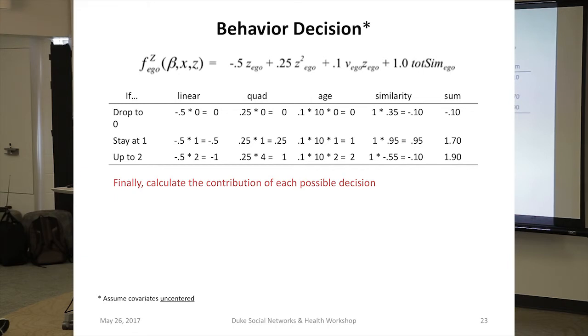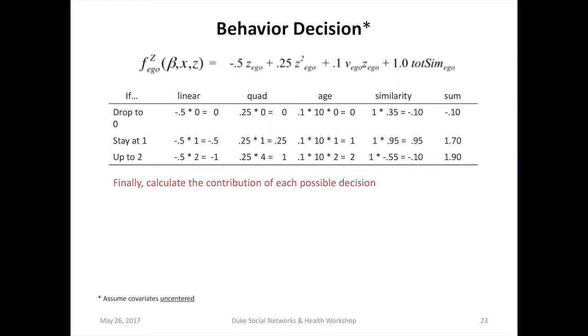The effect of age, the coefficient is positive, and when we work through the math, we see that higher levels of smoking are given greater weight. So the effect of age is also to pull ego higher, to push ego towards smoking. And then the effect of these similarity statistics is actually this reverse, inverse U shape.